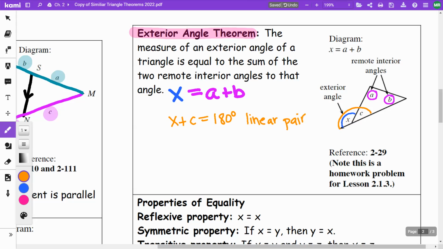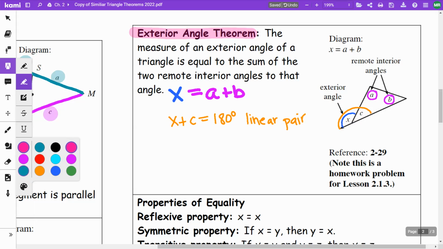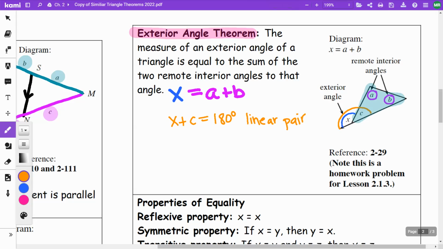I also know that I have a triangle here. And so this triangle, the angles in the triangle add to 180. So I'm going to have my C plus my A plus B equals 180 degrees, which is because of the triangle angle sum theorem.